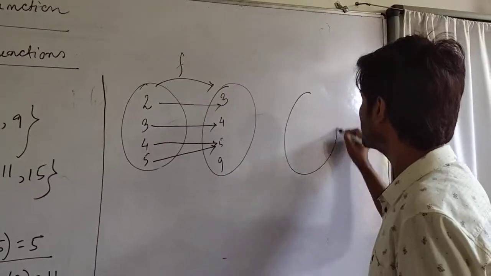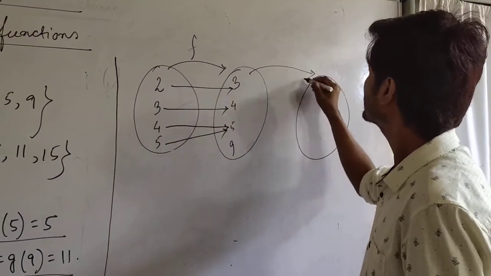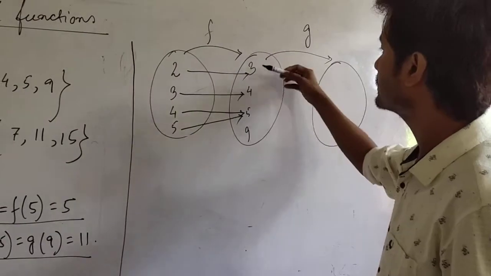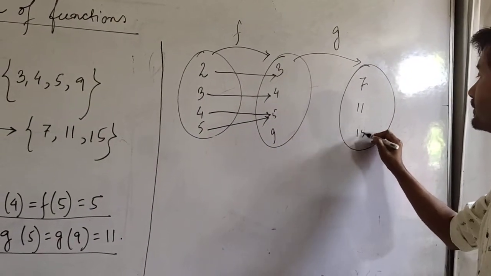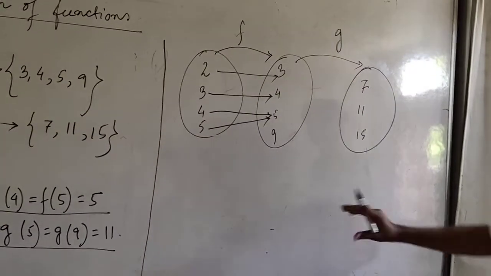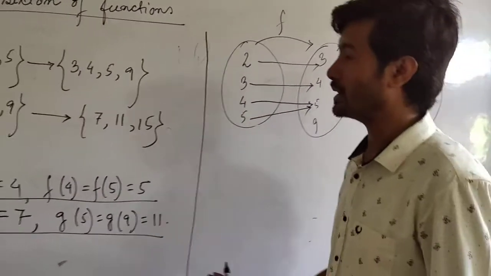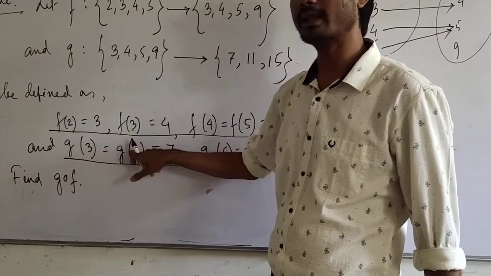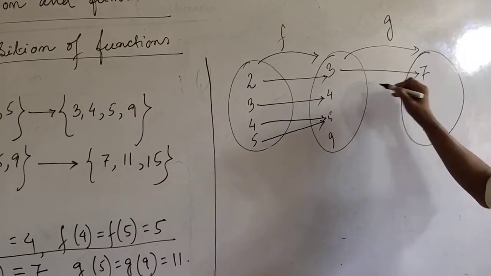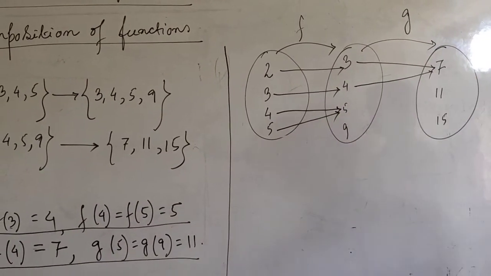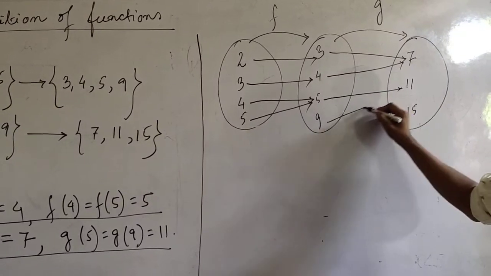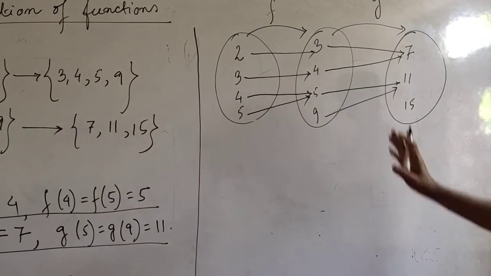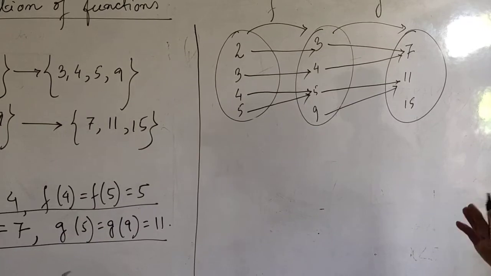And the second function is Z, that is a function from the set 3, 4, 5, 9 to the set 7, 11, 15, and it is given that for this function Z, the two elements 3 and 4 have the same image, which is 7, and 5 and 9 have the same image, which is 11. For these two functions, we need to find out the composition ZOF.